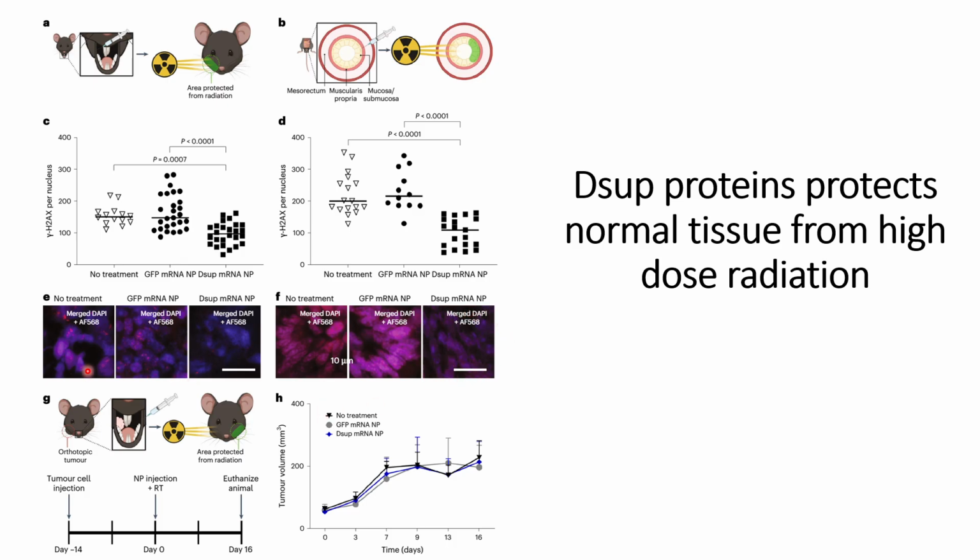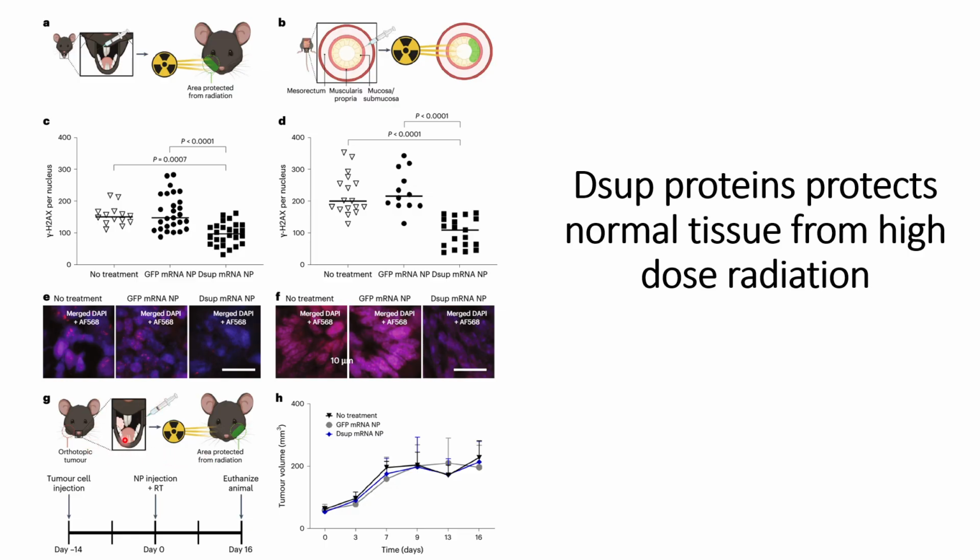And now the important thing that they wanted to see is whether this radiation has any impact on the tumors. If the radiation does not have any impact, the Dsup proteins strategy will not provide any positive outcome. And one of the examples is shown here in panel G, where the orthotopic tumors are on the left hand side, and the area protected is on the right hand side.